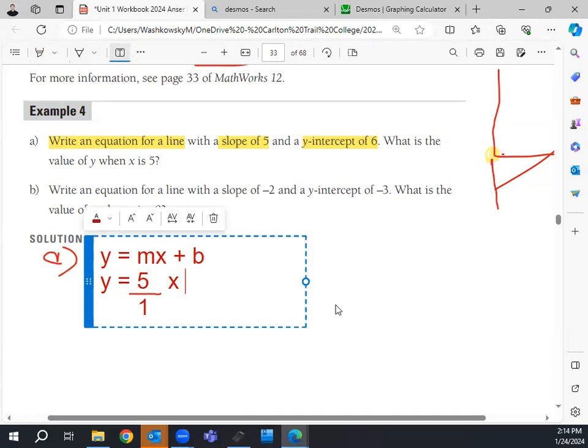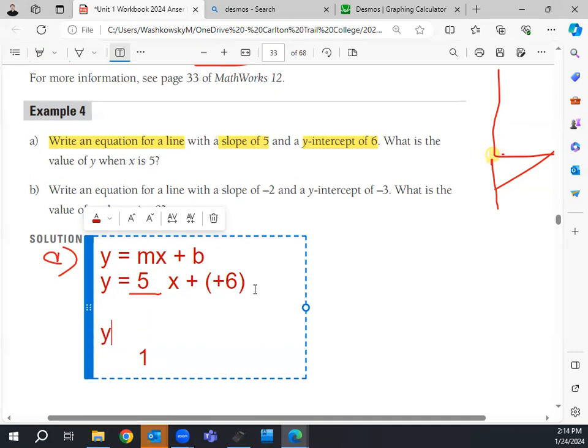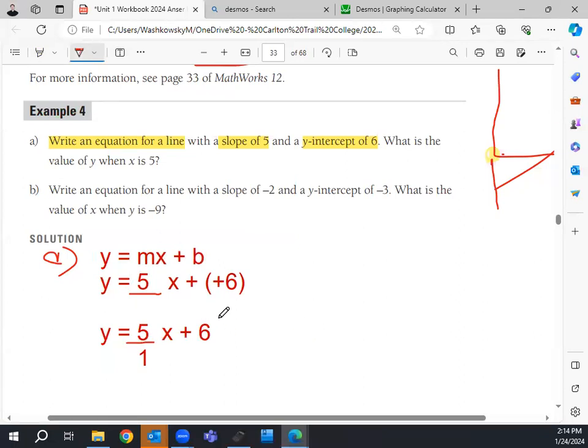X. And then do I know what my y-intercept is? 6. Now, I'm going to put that in brackets here, because that's going to come into play later when we come to negatives. This might make no sense right now, but if I'm adding a positive, technically this is really just going to give me y equals 5/1 x. Technically this is plus 6. So this is what my equation is.